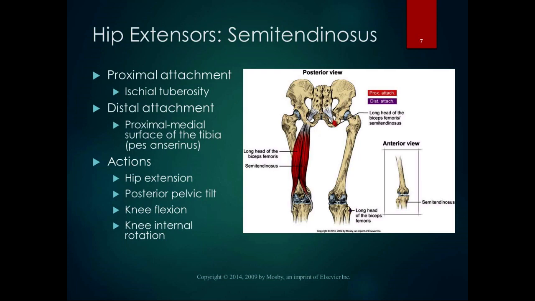It's a big player in knee flexion. And because of its line of pull, it can play into knee internal rotation. And we will talk about that more specifically in the knee chapter. Because it's a hip extensor, it gets the sciatic nerve, the tibial portion of the sciatic nerve.